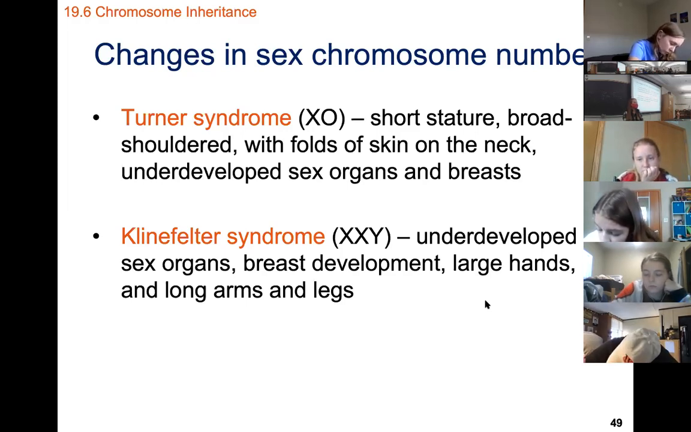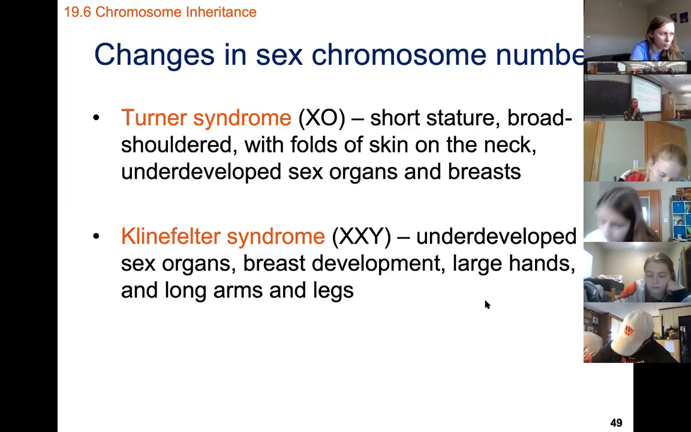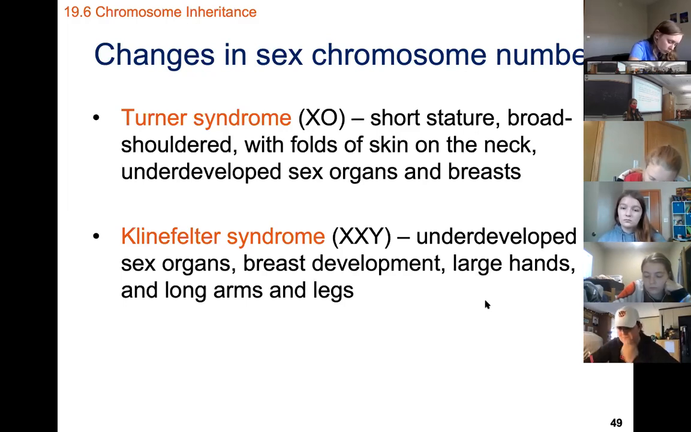The opposite of that is when we have an extra X chromosome in that sex cell location. So you have an XXY. This is Klinefelter syndrome. This is where you also have underdeveloped sex organs and breast development. You may have large hands and long arms and legs. So this is where in that chromosome location, you have an extra chromosome.